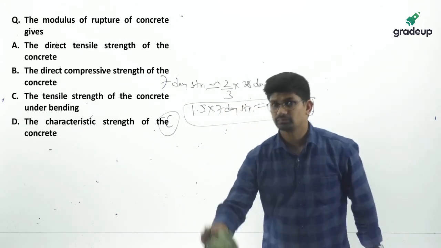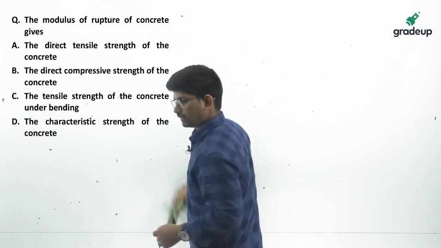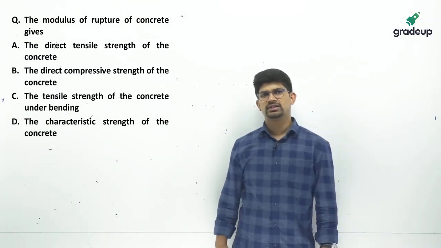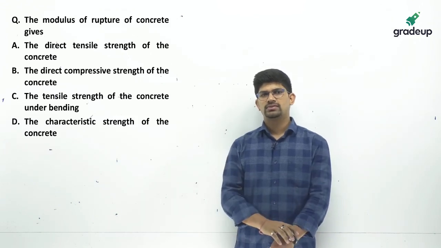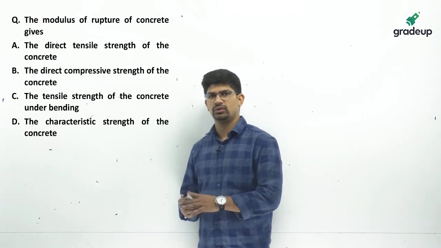Now next question. This is also I have explained. The modulus of rupture of concrete gives A, the direct tensile strength of concrete, B, the direct compressive strength of concrete, C, the tensile strength of concrete under bending, and D, the characteristic strength of concrete.